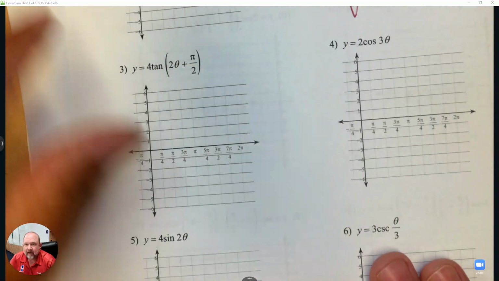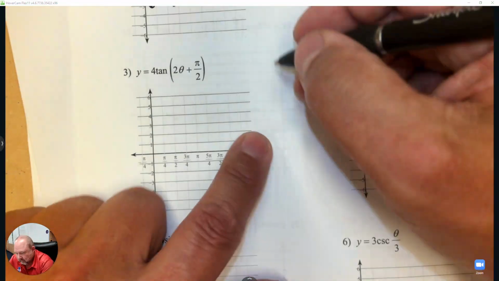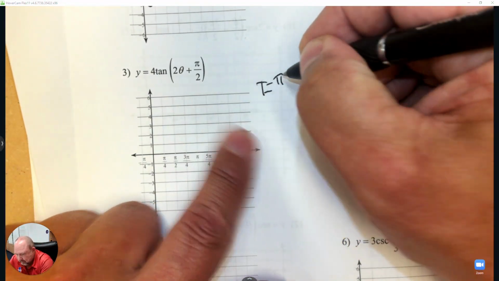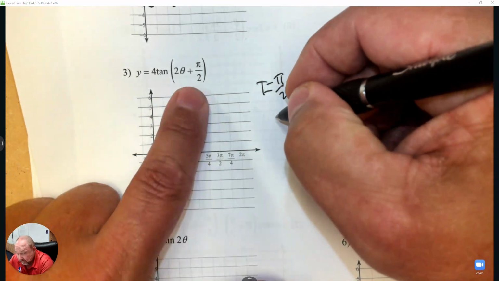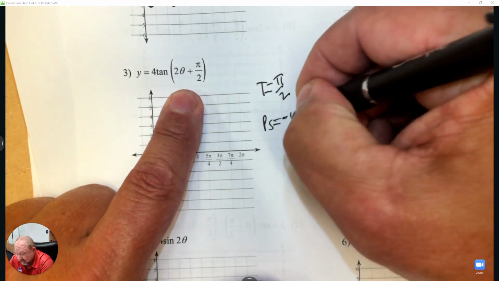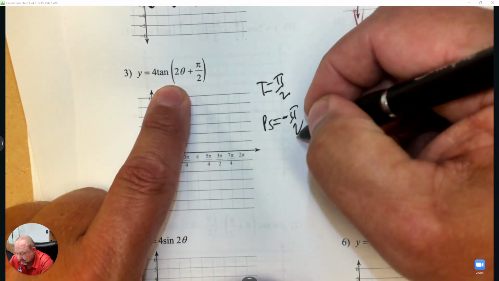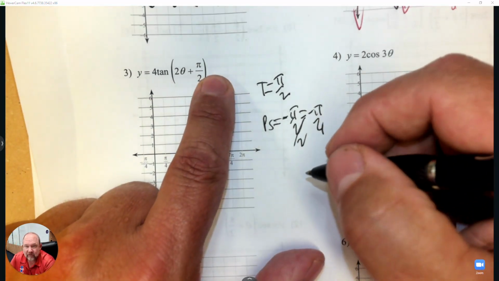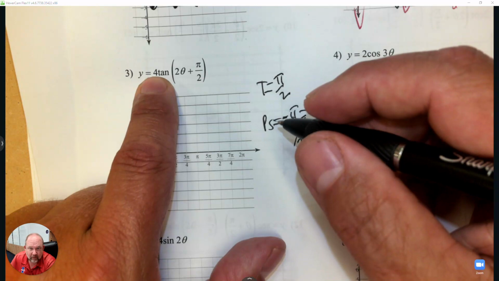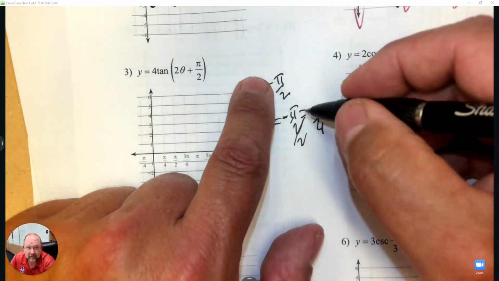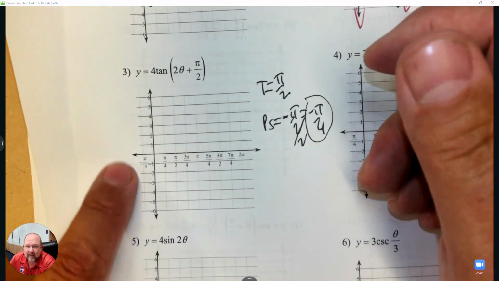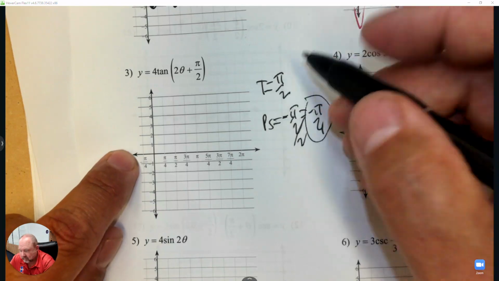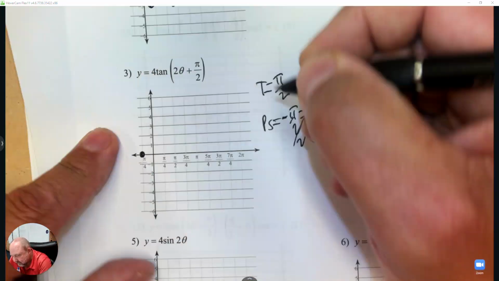Number 3. I want to graph tangent. So the period is pi, but we're going to divide by 2. There is a phase shift here, so it's negative pi over 2 divided by 2, which is negative pi over 4. We have no midline change, and this 4 will do as we graph. So these are the 2 I'm going to start with. So this is where I start at negative pi over 4, and tangent starts with a middle point.